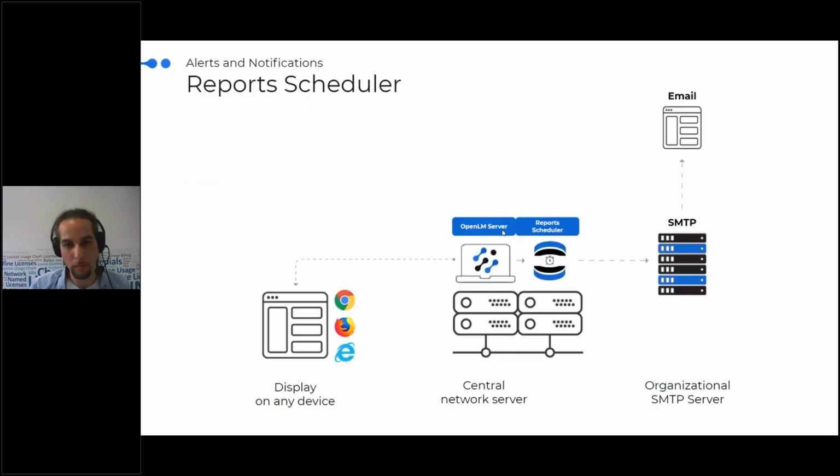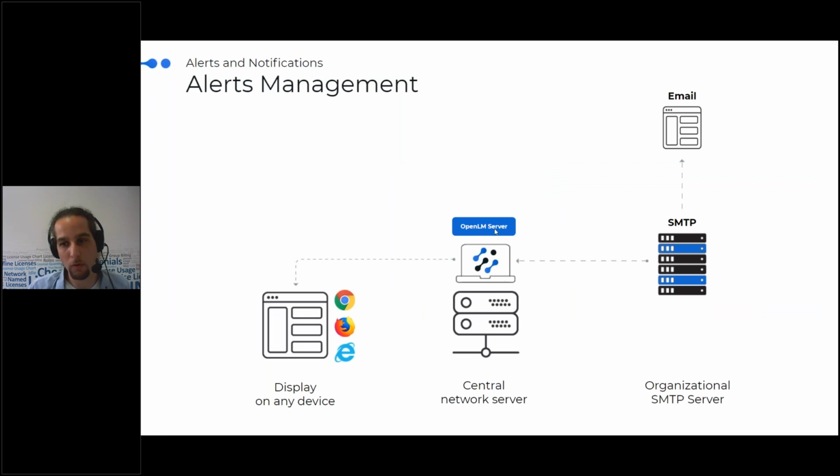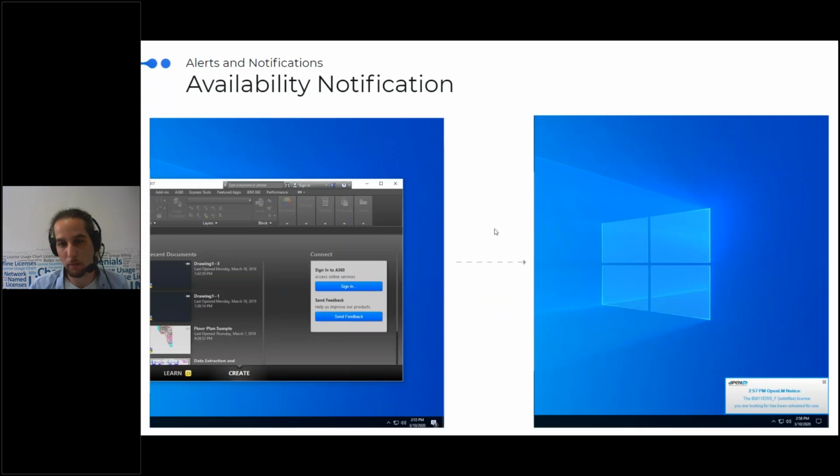So we talked about making OpenLM a bit more automatic for the admin, but we can make OpenLM a bit more automatic for the end user as well. Now, how can we do that? The OpenLM agent that resides on the client, on the PC of the end user, can notify the end user once a license he needs is available.